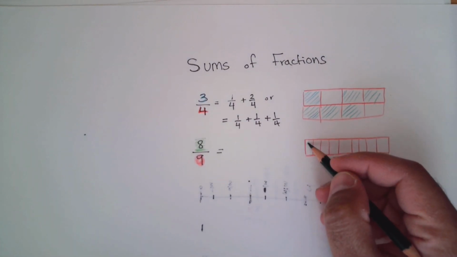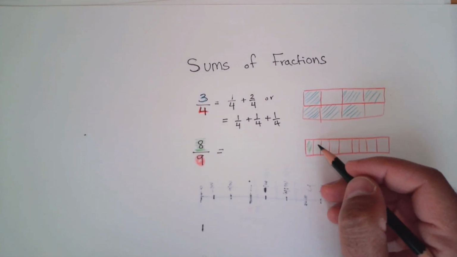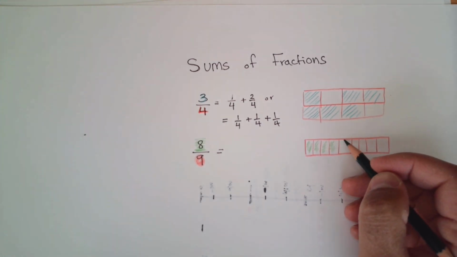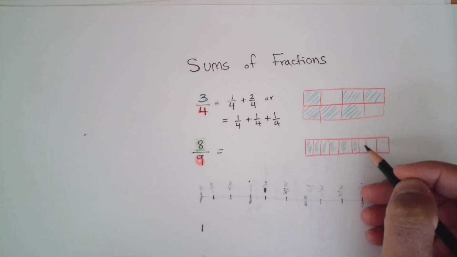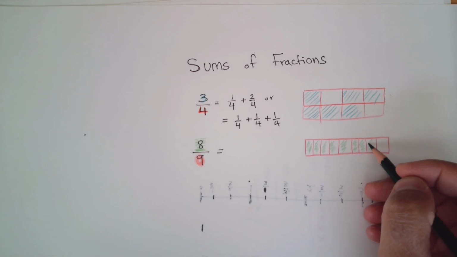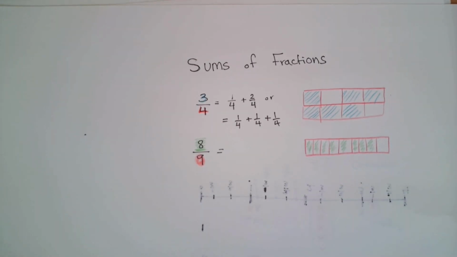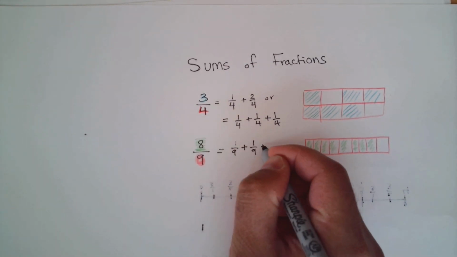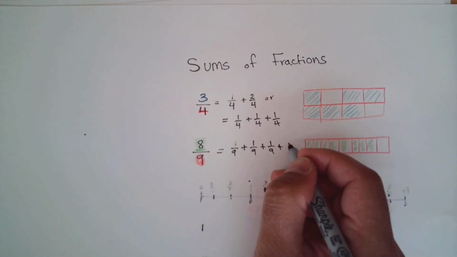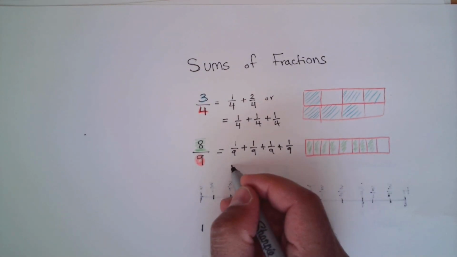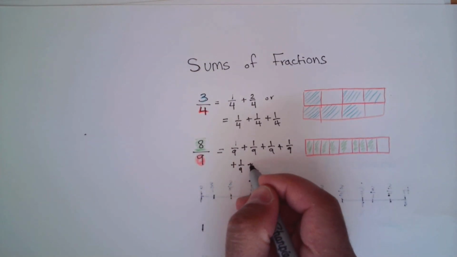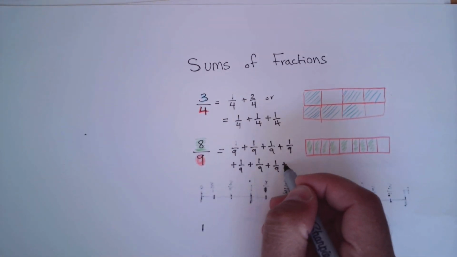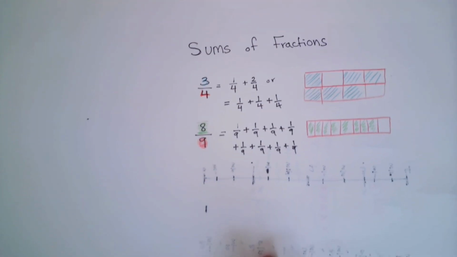So 1/9, 1/9, 1/9, and so on, 8 times. That gives me 8/9, right? So that's one way I can add up to 8/9. It's just counting by 1, 8 times. Okay? That's one way.